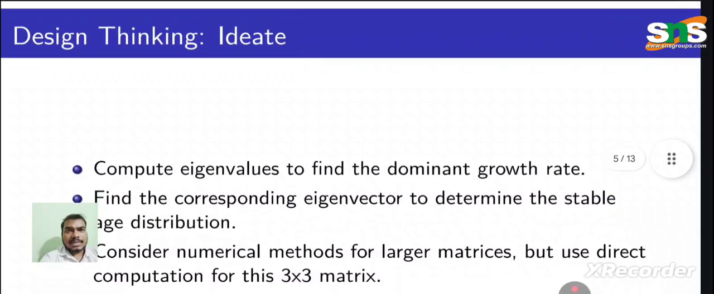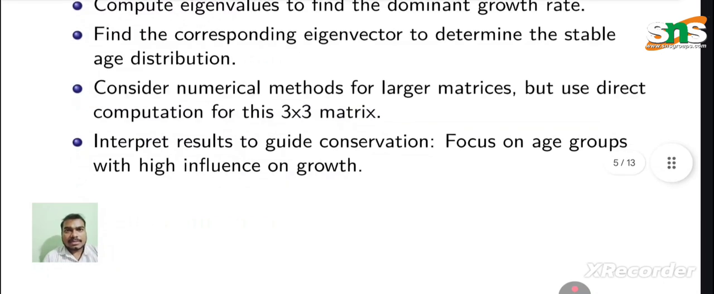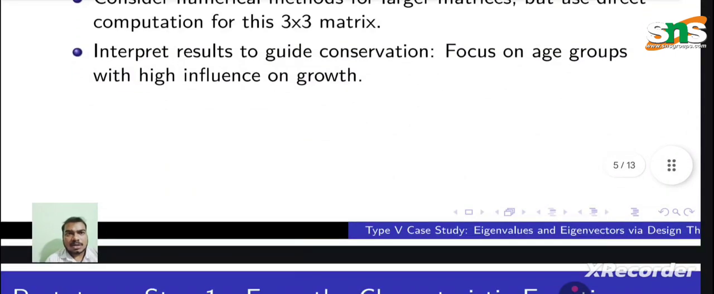Ideate. First, compute eigenvalues to find the dominant growth rate. Second, find the corresponding eigenvector to determine the stable age distribution. Third, consider numerical methods for large matrices, but use direct computation for this 3 by 3 matrix. Finally, interpret the result to guide conservation, focusing on the age group with high influence on growth.